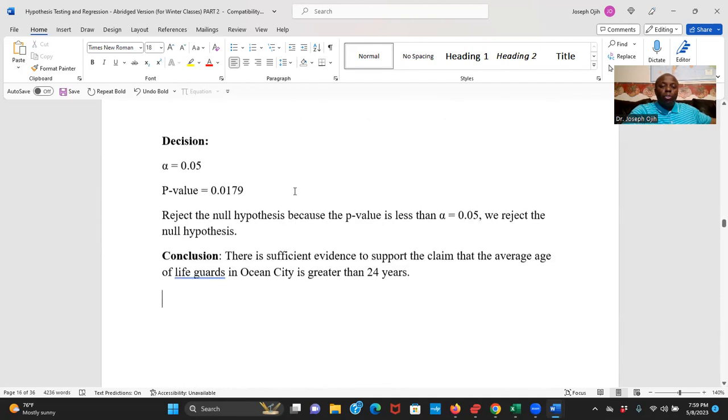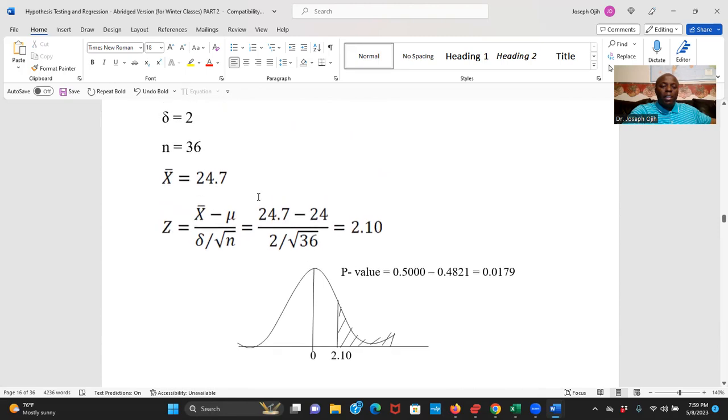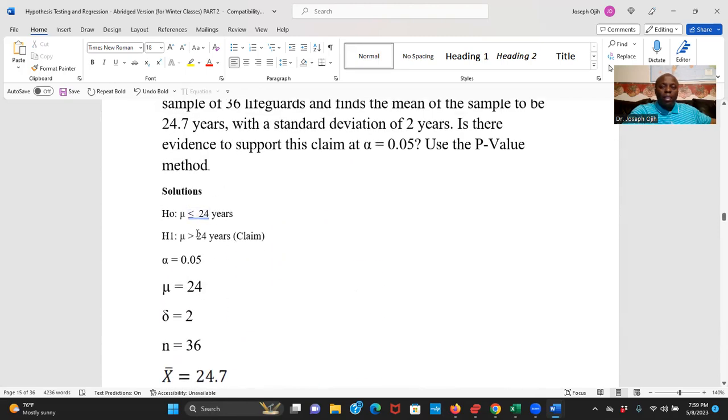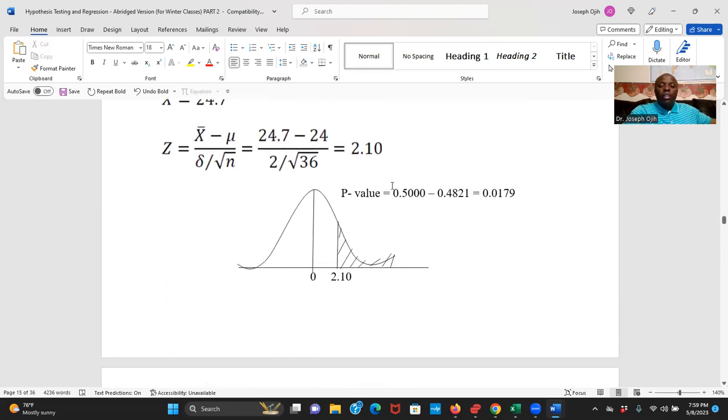Now, before I leave, I want to show you something. Remember, this is a right tail test. If this is a two-tail test, this place will be equal, and this place will be not equal. In that case, to get the correct p-value, first you get the p-value itself, then multiply the answer by 2. That will give you the actual p-value to use. So if it's a two-tail test, multiply your p-value by 2, and then use it to make your decision.